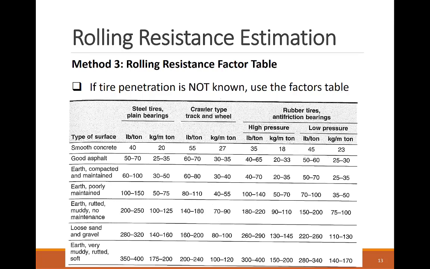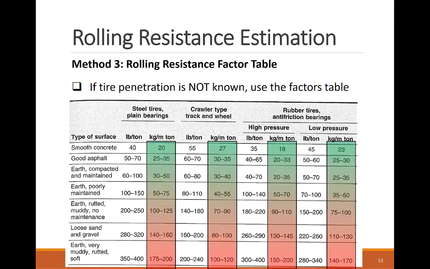The values are given as rolling resistance rate, like kilogram of rolling resistance force per each metric ton of equipment weight. Remember, the weight here is the gross weight of the equipment, meaning its own weight plus any load it carries. The rolling resistance values are also given in the US unit system.